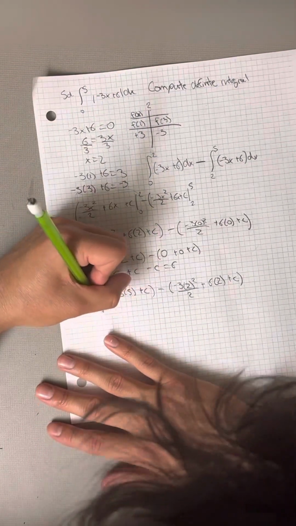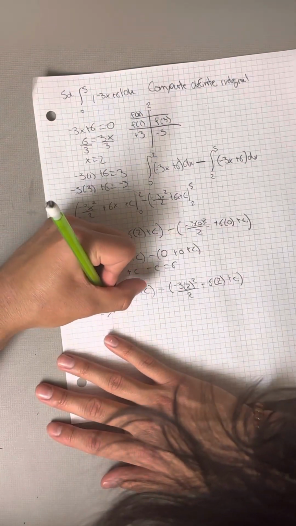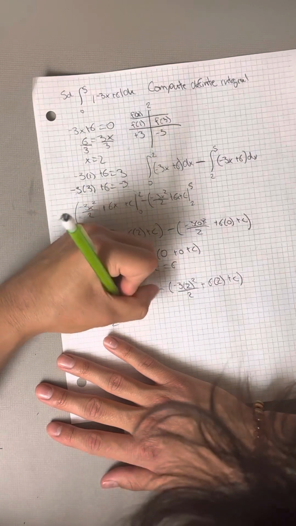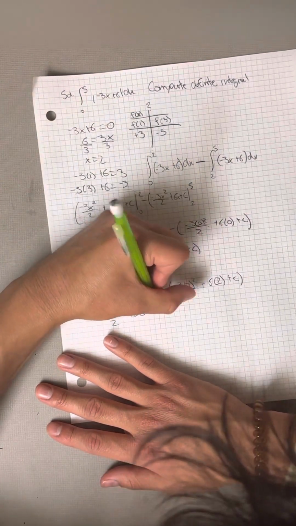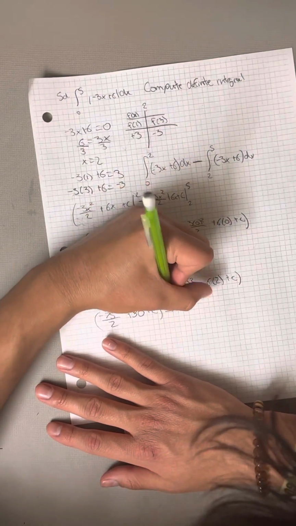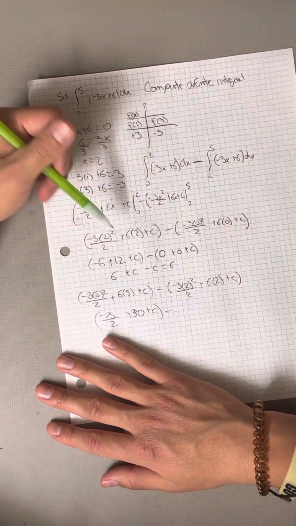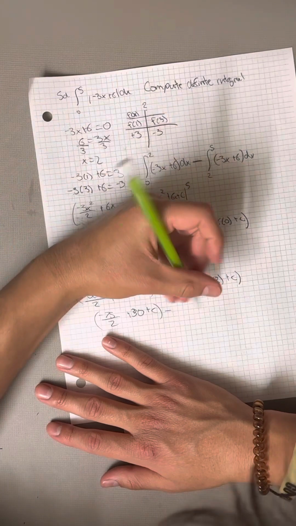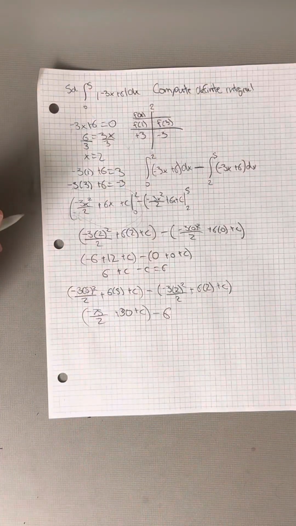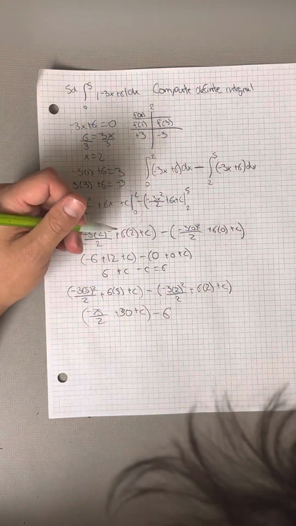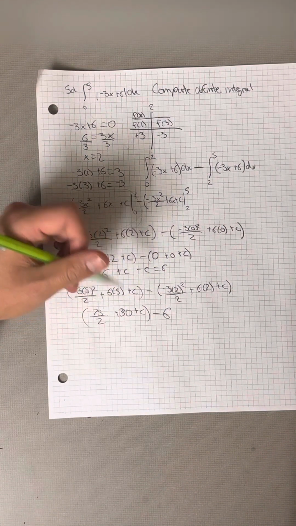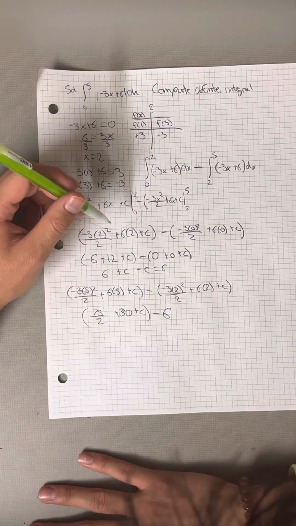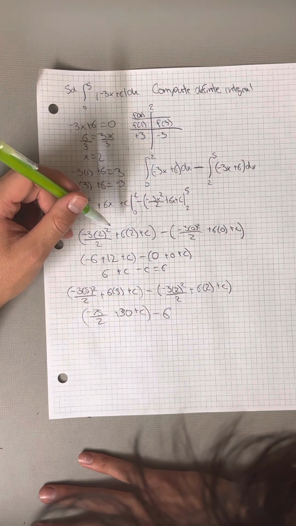5 squared, 25 times negative 3 over 2 plus 30 plus c minus, we already know that this is just 6. So we're just going to keep it at that. Simplify this now. Simplify.